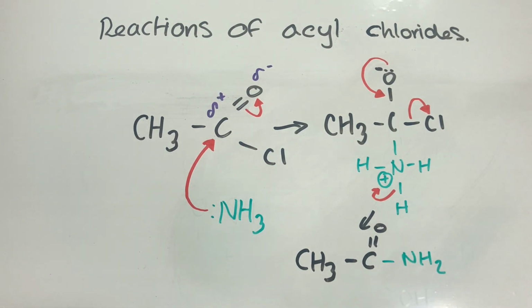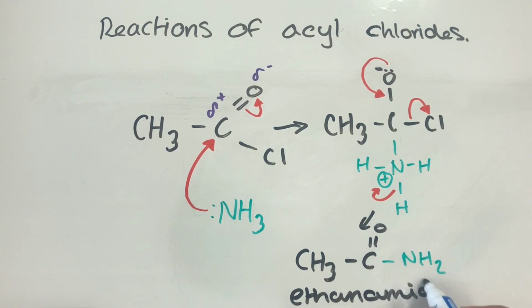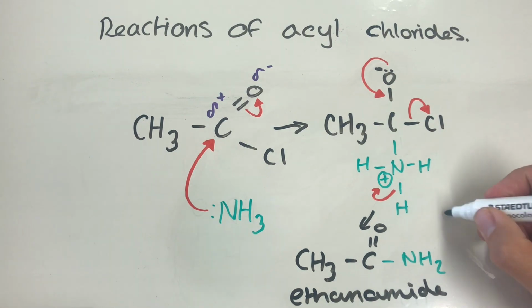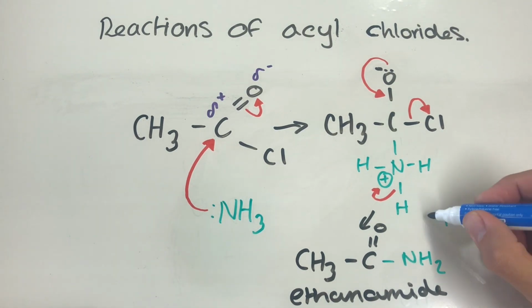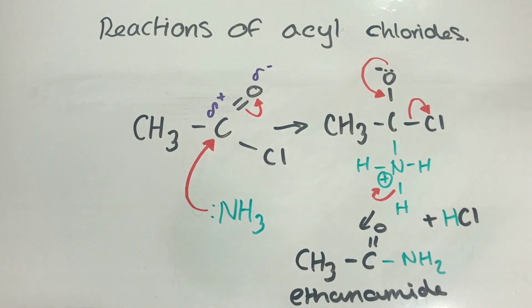So our product this time is an amide. So we've got ethanamide as our product. Ethanamide for the amide group here. Now, an important part of this reaction is also the fact that we're going to produce the hydrogen chloride here. So we've got HCl as one of our products, along with the amide as well.